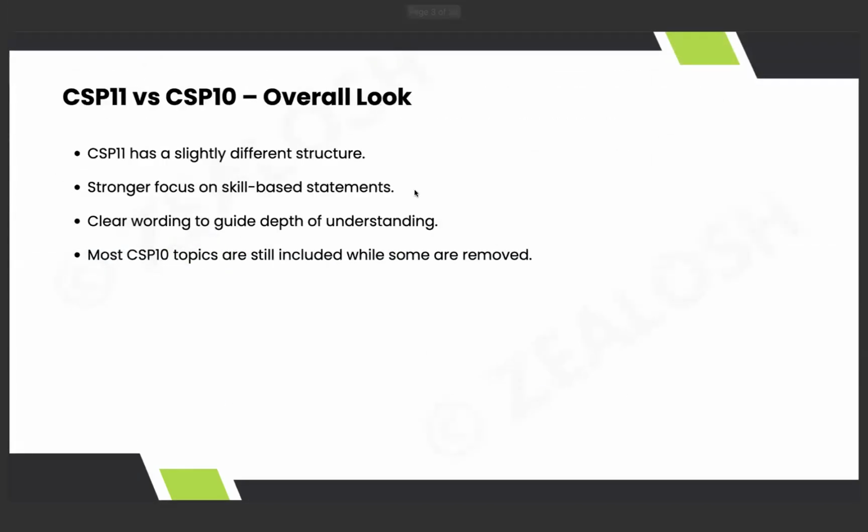Now, CSP 11 versus CSP 10, the overall look. There is a difference. CSP 11 has a slightly different structure. In the previous blueprint, you could see that the learner should have knowledge of these things and should have skill in these things, but it was not clearly defined. People did not understand how much knowledge or how much skill is required. So now that is addressed, and they have included a Bloom's taxonomy-like concept when they define each unit.